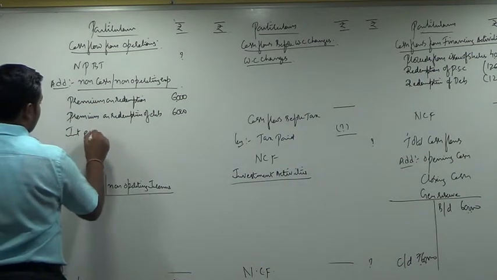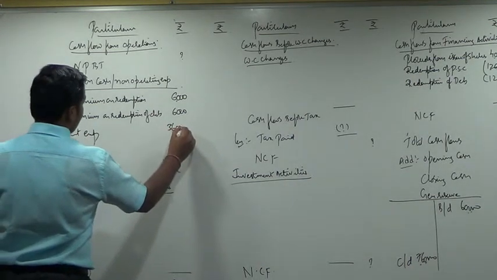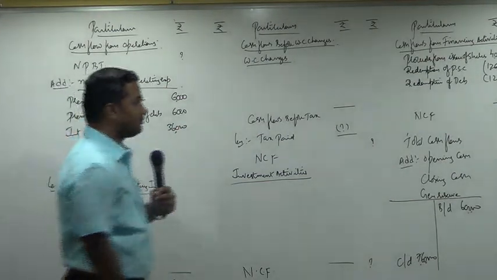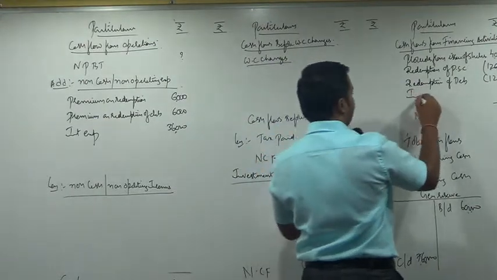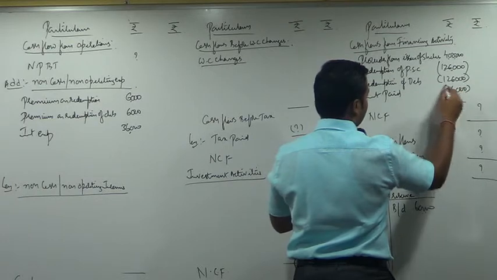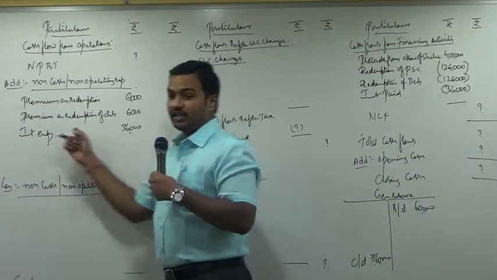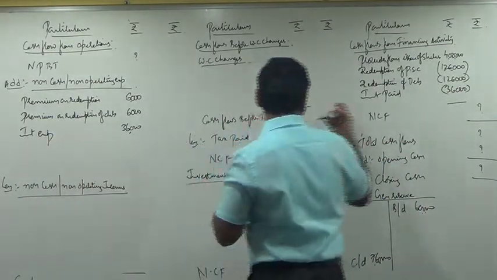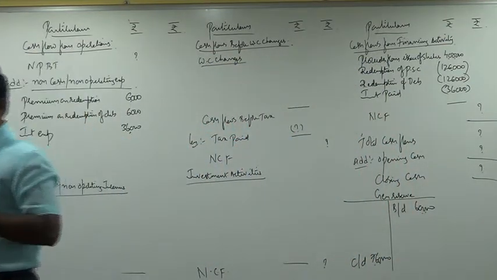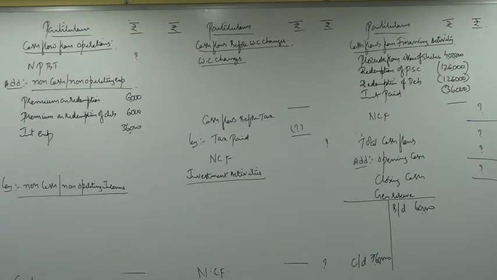Interest expense, 36,000. Why am I adding it here? Non-operating in nature. Interest paid, 36,000 outflow. Interest expense. Interest paid. Next.